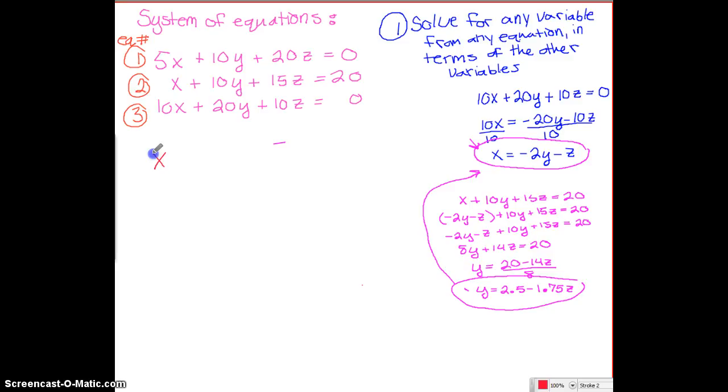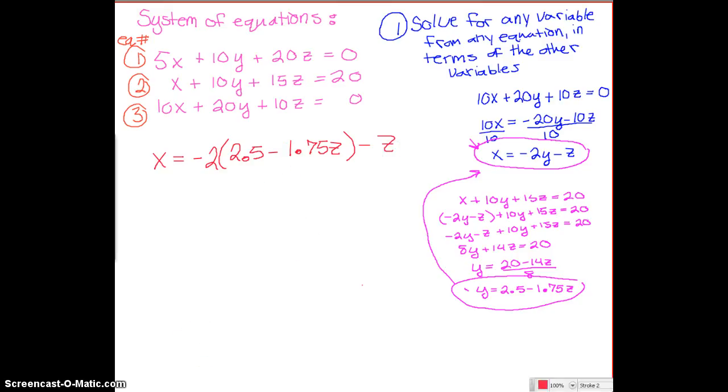So we have x is equal to negative 2y. And we're going to replace that y with what we just solved. So we have negative 2 times (2.5 minus 1.75z), and then minus z.